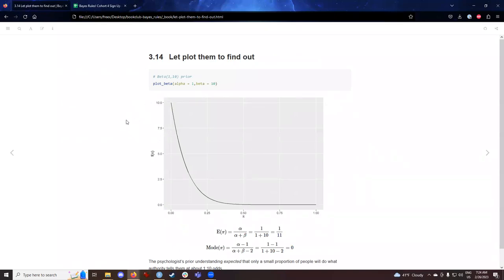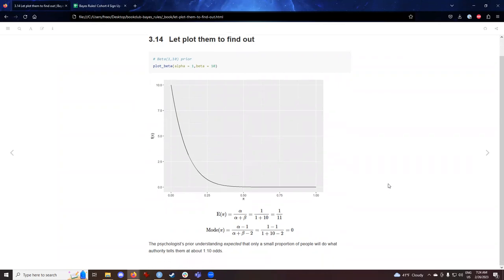Let's go ahead and plot the beta 1, 10. We get a shape like this. So this graph has most of its density at the beginning. If we compute the average, we get an average of about 9%. This is at 1 to 10 odds. With alpha equals 1, the mode happens to be 0. But moreover, in context, the psychologist's prior understanding expected that only a small proportion of people will do what authority tells them. So again, this was constructed at about 1 to 10 odds.